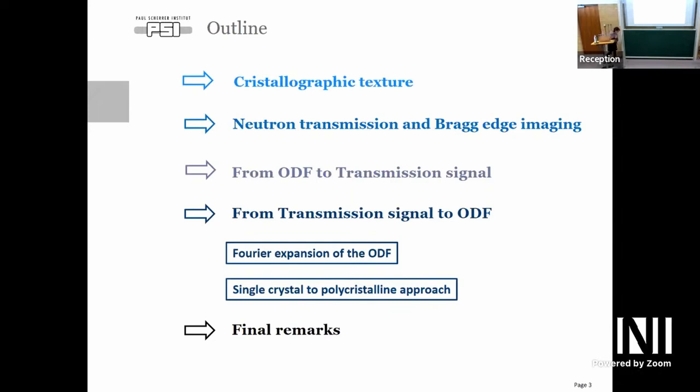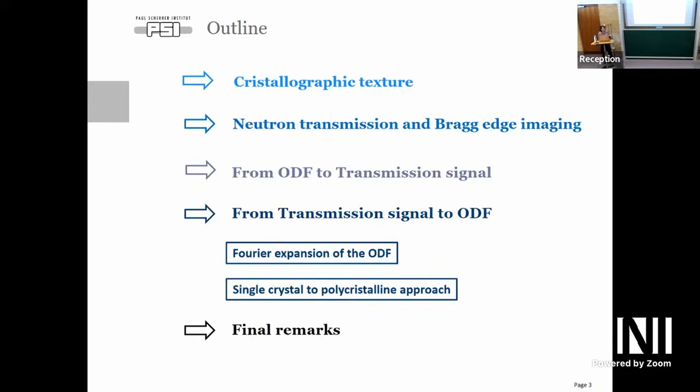First of all, I would like to apologize in advance to some of you if the first part of the talk is too basic. I know that texture is not that standard a thing, or is a little bit complicated sometimes. So I will spend a few minutes trying to explain texture, or crystallographic texture, in a way that we can all understand what I'm doing. The second part of the talk is basically the neutron transmission and neutron grating interferometry technique.